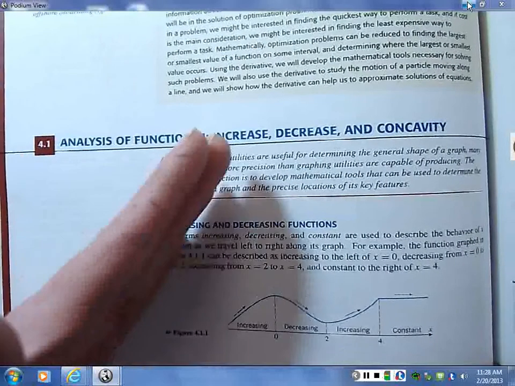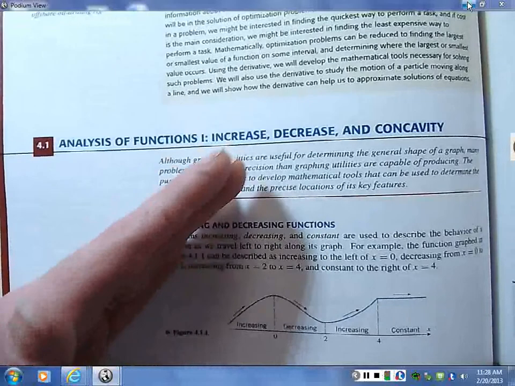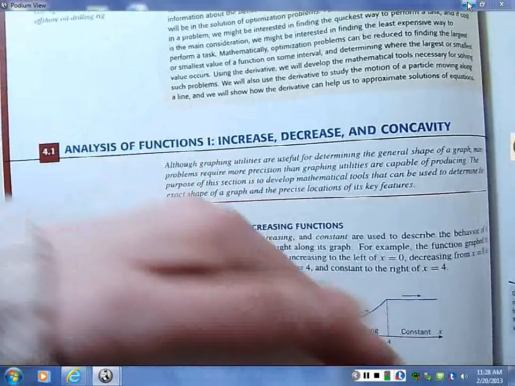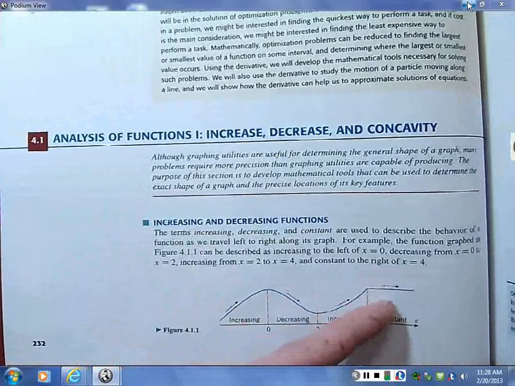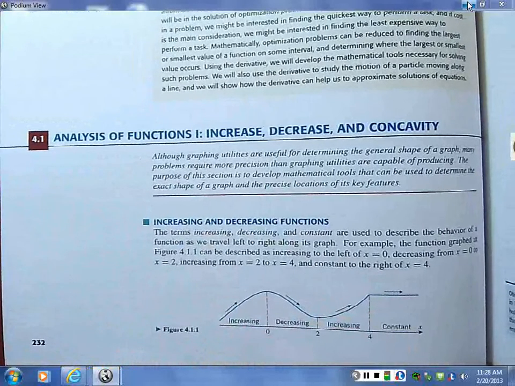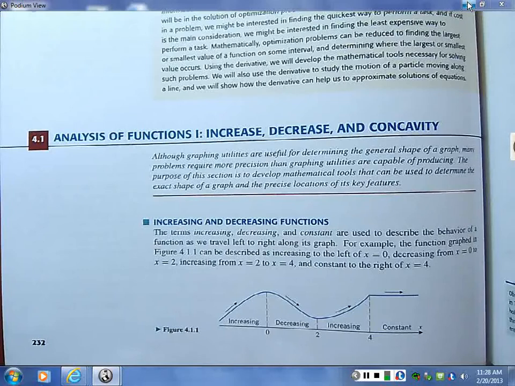Turns out the function is increasing when the derivative is positive. The function is decreasing when the derivative is negative, and so forth. It's constant when the derivative is 0. So we're going to apply being able to take derivatives of complicated functions and then do some analysis to get information from the graph.